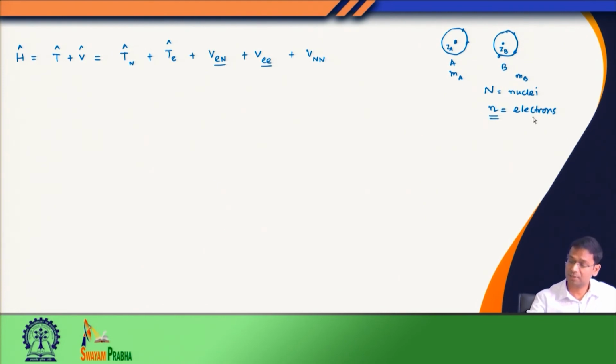Therefore, we have to write this keeping this in mind: when we write the interaction between electron and nucleus or electron and electron, we have to make sure that each electron is interacting with all the nuclei present in the system. So, let us write down the kinetic energy of the nucleus. Since we have capital N number of nuclei, I will write it in atomic units.